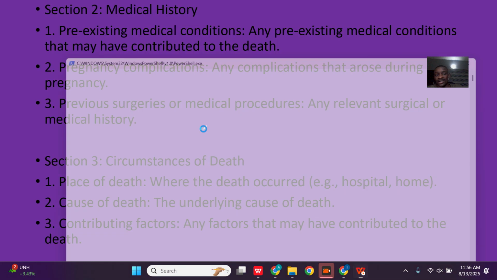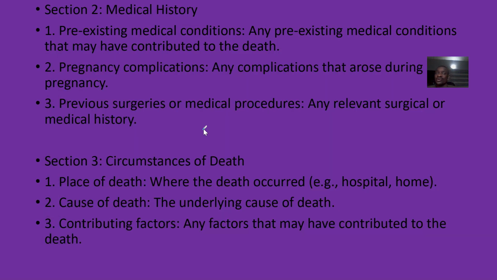So section 2, medical history. You talk about any other disease conditions she has ever had that possibly contributed to the death. You talk about pregnancy complications, if she had any. Talk about previous surgical or medical procedures she ever had. Then circumstances of death. Talk about the place of death. Talk about the cause of death. Talk about any factors that actually contributed to the death.